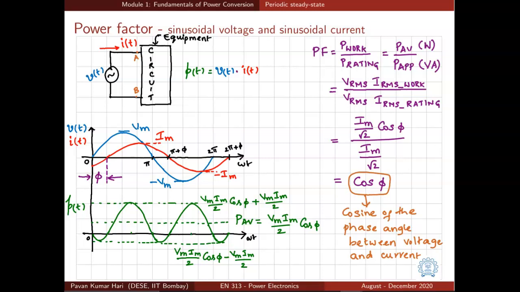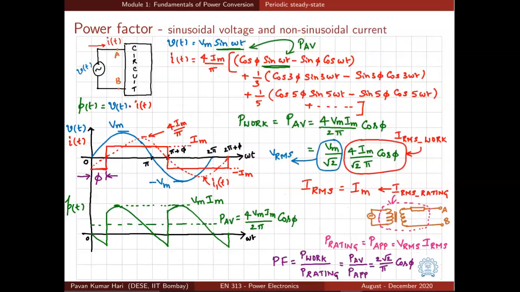So the expression for power factor in this case is IRMS work divided by IRMS rating, and that turns out to be cos phi. And what is phi? Phi is the phase angle between voltage and current. So the cosine of phase angle between voltage and current gives the power factor when the voltage and current both are varying sinusoidally. What happens when our equipment starts drawing non-sinusoidal currents?